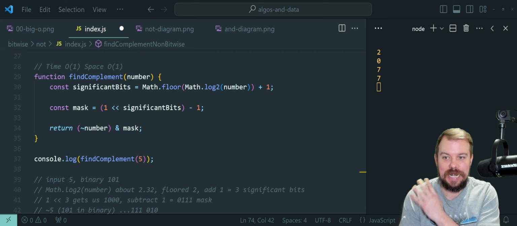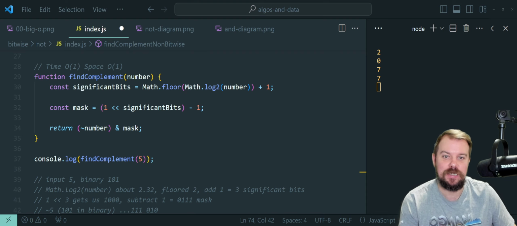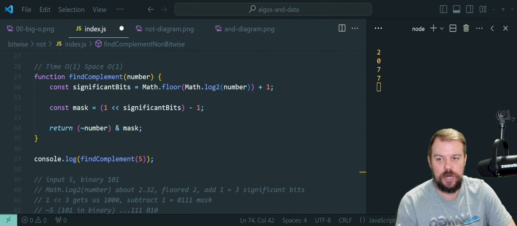So that's how you unleash the power of bitwise complements to flip the script on standard numerical operations, right?